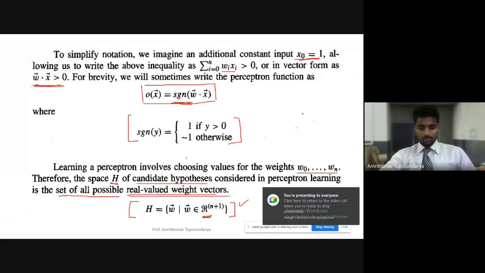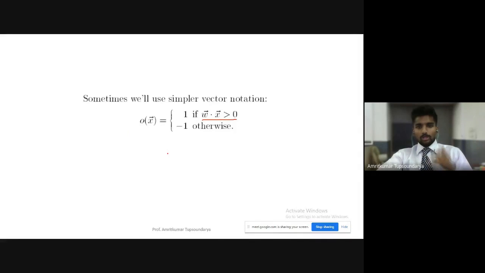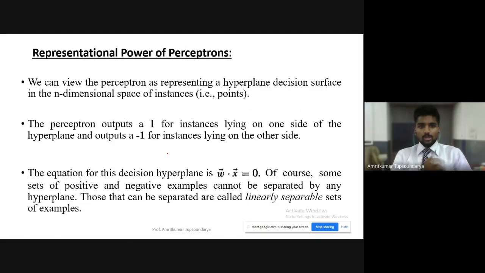Okay, so moving ahead, let's get into more details about how this representation is very important. Why this representation that we discussed just now, the representation of a perceptron? Why is it important, and what is the motive of having this representation? What is the power of having this representation of a perceptron? So the representational power of a perceptron is what we are going to discuss now.